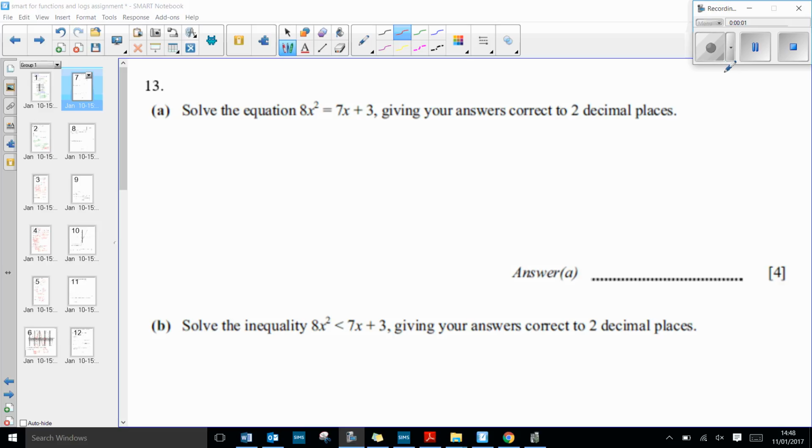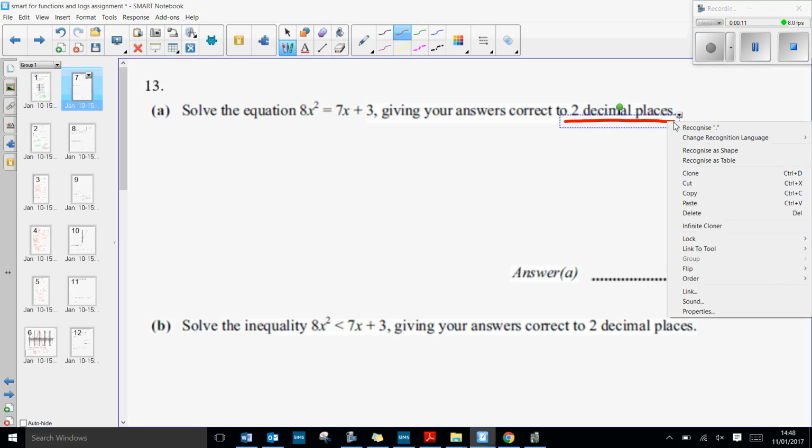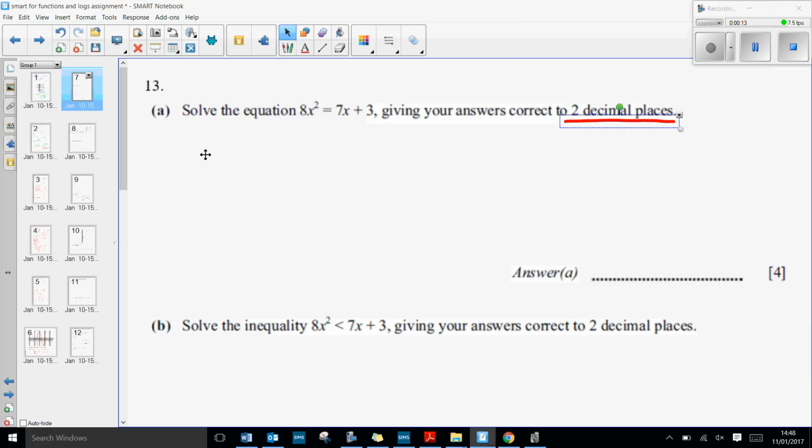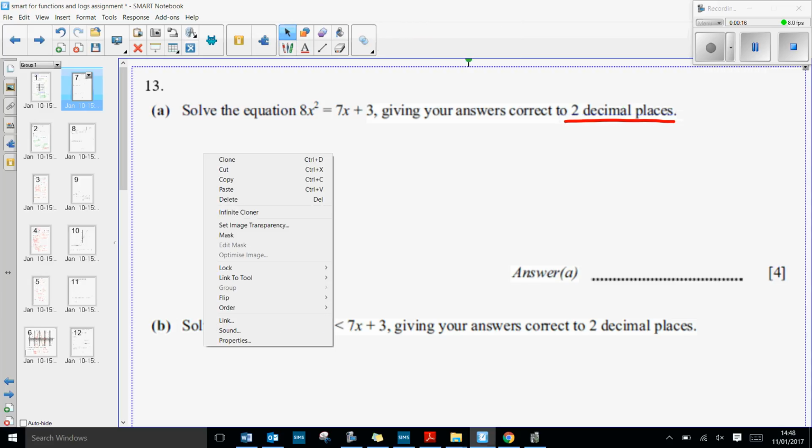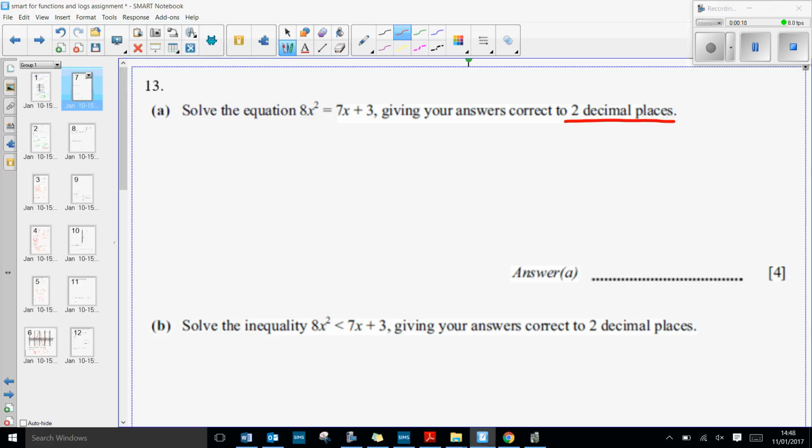So we're to solve this equation, and the fact it's asked us to give the answer correct to 2 decimal places is another clue we need the calculator for this. So first thing to do, in order to solve any quadratic, we know it has to equal 0. So we need to rearrange this first to equal 0. So it's 8x squared minus 7x minus 3 equals 0, which gives A as 8, B as -7, and C as -3.